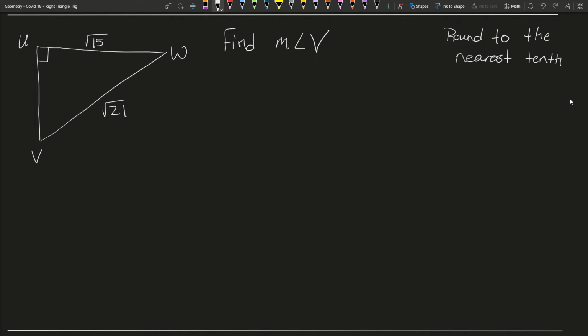So in order to do this, again, the best thing that we can do is to mark what we have, mark what we don't have, and mark what we need. All right. So we are trying to find the measure of angle V, which if we just mark that on our triangle, it's this angle right here. And as soon as we have that, then we can label the sides that we actually have. So if we draw a line from that angle to the other side of the triangle, that's our opposite side. If we draw a line from our right angle to the other side of the triangle, that's our hypotenuse. And then the remaining side is our adjacent.